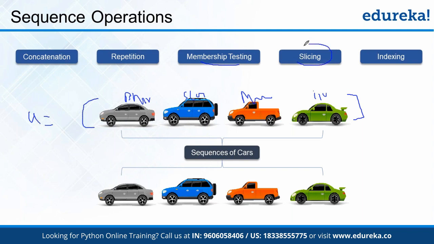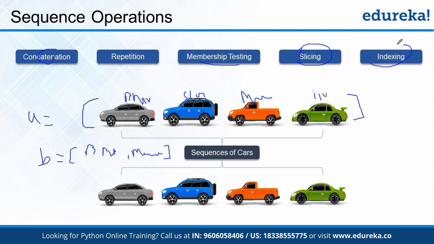Then slicing. The opposite of concatenation is slicing. In concatenation we were adding two sequences, and in slicing we take a subsequence. Like there we have 4 cars, I might want a new sequence which is a subsequence of it, with only 2 cars, let's say BMW and Maruti. This is what we call slicing. We will see all these topics in detail.